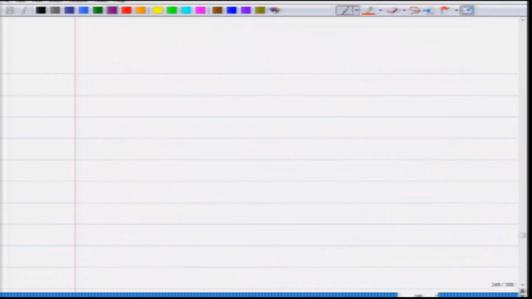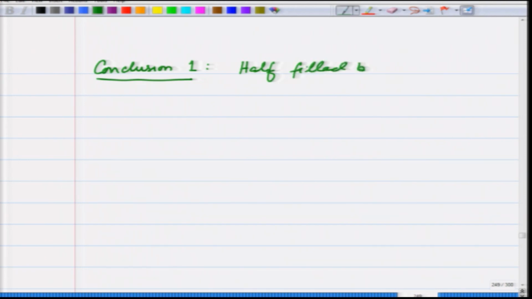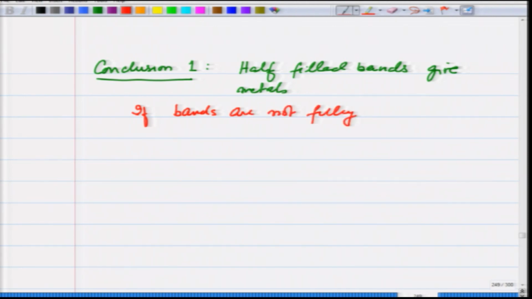So, conclusion number 1. Half filled bands give metals. Along the same line, I can say that if bands are not fully occupied, this implies metals.